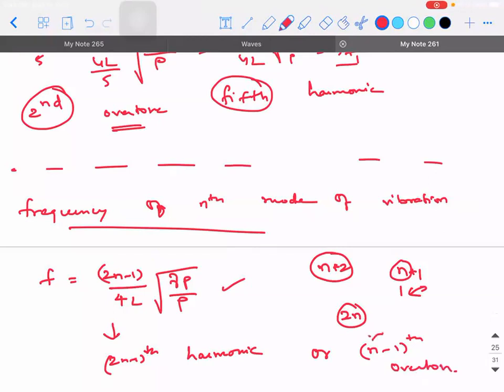Because when I take n as the second mode of vibration, we got the first overtone. When I took it as the third mode of vibration, I got the second overtone. When I take it as the fourth mode of vibration, I'll get the third overtone. You're able to understand? So it keeps on going like this.